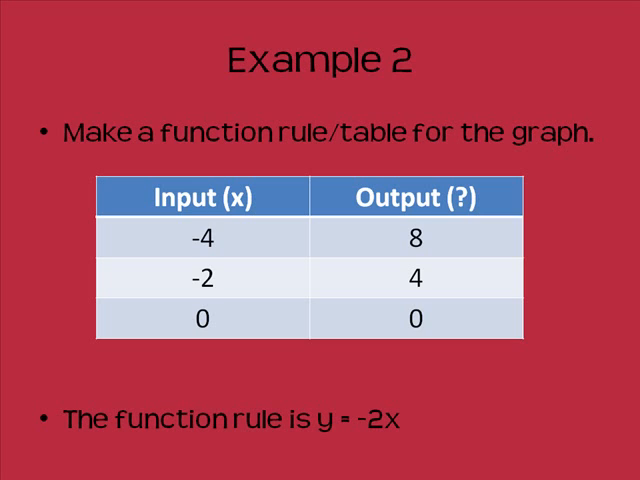Now that we've figured out the coordinates, the next step is to figure out how it is getting from the left to the right. It looks like the numbers are doubling, but the sign is switching. That leads me to believe that the function rule is y is equal to -2x, which means we're doubling the number, but we're switching the sign.